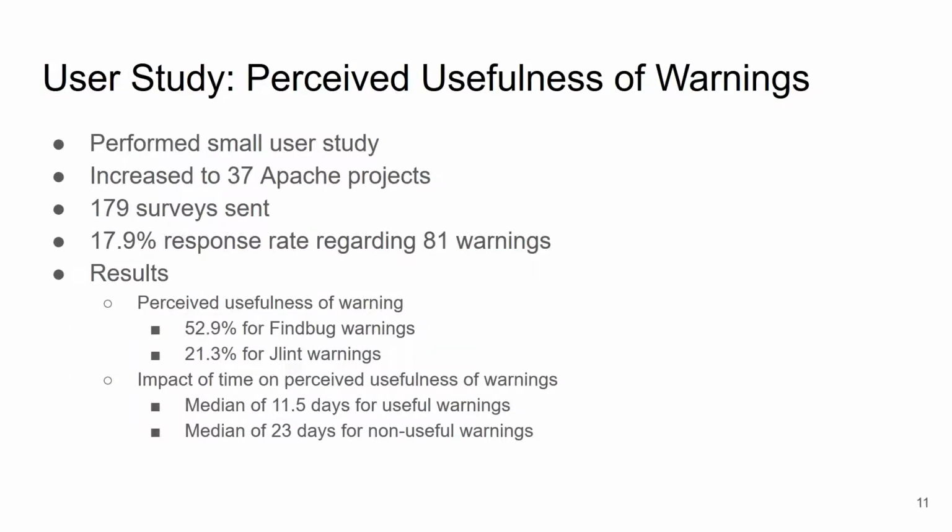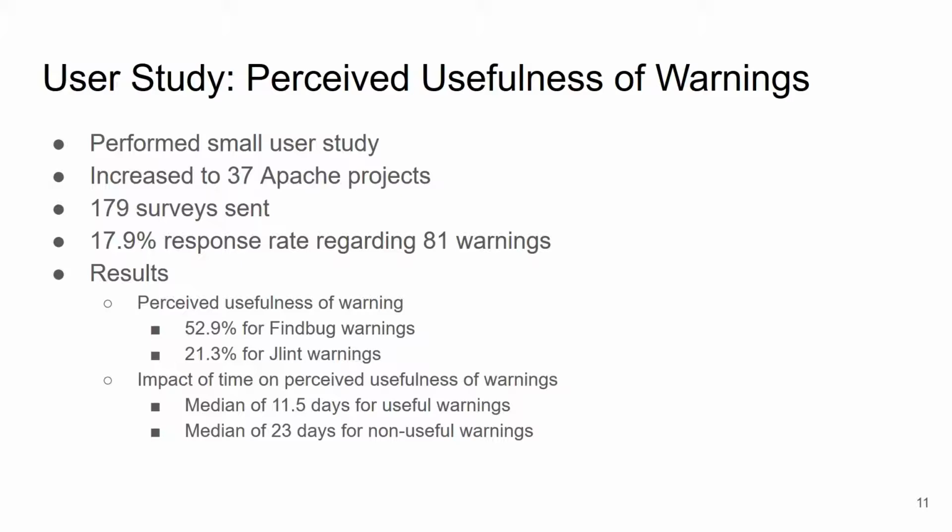Finally, we also completed a preliminary user study to assess the perceived usefulness of warnings by developers. We sent out surveys to developers who had committed changes that introduce one or more new warnings. We had a response rate of 17.9% and obtained information concerning 81 warnings. Out of those, we were able to extract two main results.